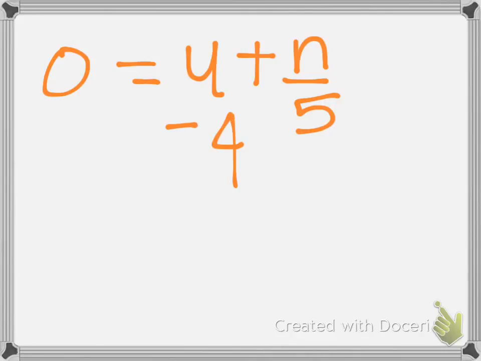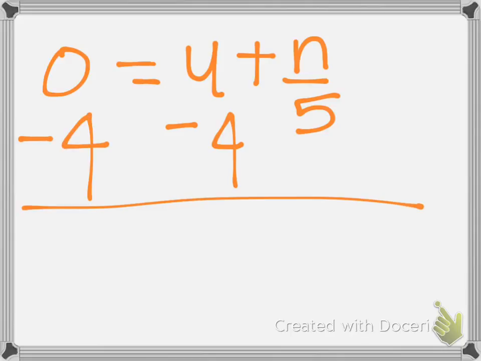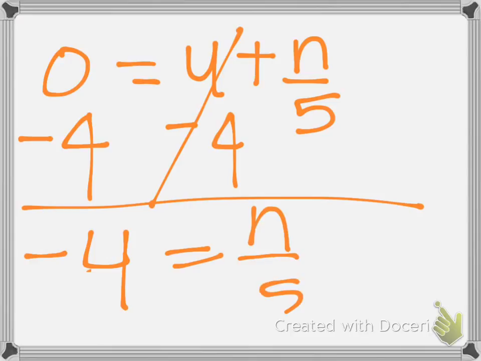So minus 4 on both sides. So plus 4 and minus 4 cancel out. We're left with 0 minus 4 and 4 minus 4. The answer is minus 4. Oops, that is bad handwriting. Minus 4 equals n over 5.